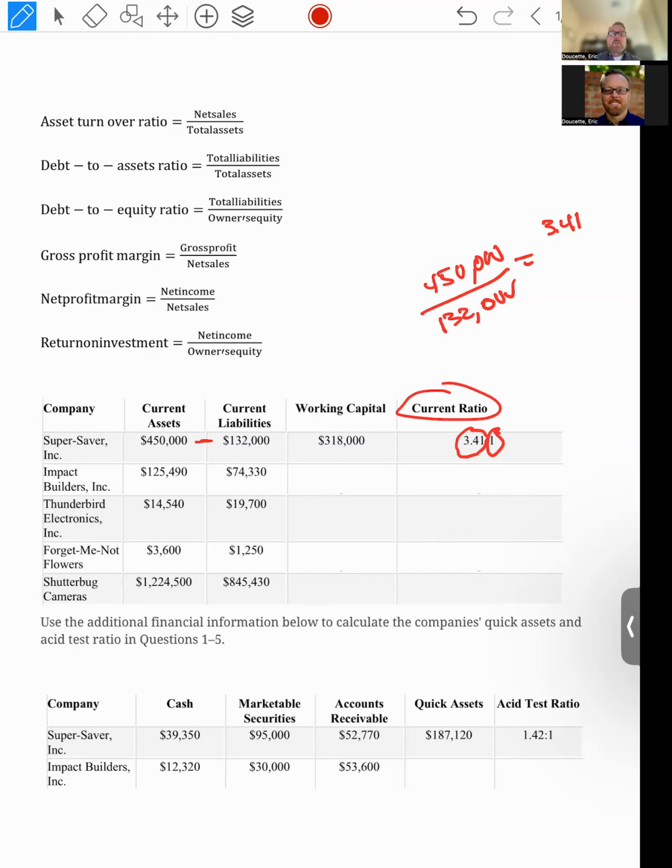So that's what we call current ratio. And that's what you're figuring out. So your working capital is 318,000. That's pretty good. So let me go back. Well, let's do the rest of these.